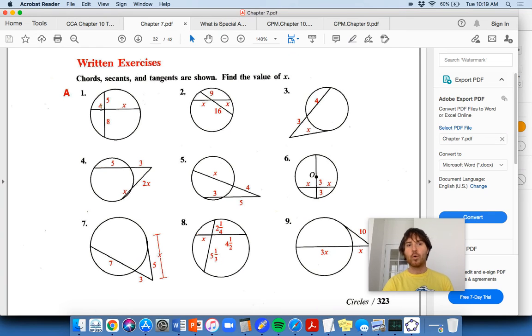5 times 8, 40. 4 times what is 40? 10. Boom, we're good to go. This one here, ooh, what's the power? The power is going to be, well, yeah, this actually is a secant. That's definitely, look here, it goes a little bit inside here. The power is 5x, okay? Is 5x equal to 21?